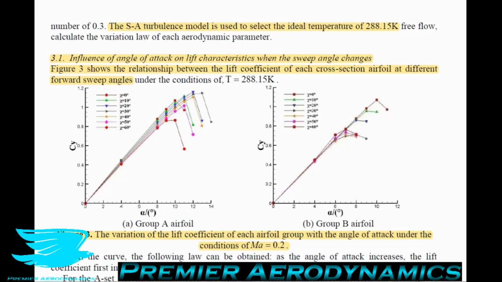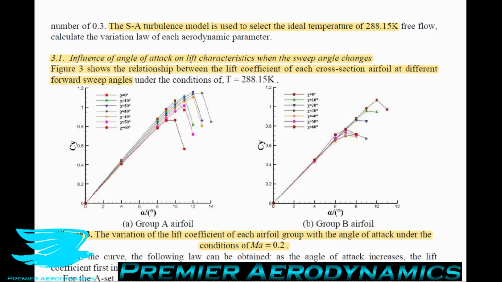So for the B set airfoils, which are airfoils that are pivoting around the trailing edge root, when the sweep angle is less than 20 degrees, the stall angle of attack and the maximum lift coefficient decrease with increasing forward sweep angle, while the maximum lift coefficient increases with an increasing sweep angle. When the thickness of the section airfoil is small, the lift coefficient will increase with the increase of the forward sweep angle. For example, the airfoil thickness of the B group is less than 6%.